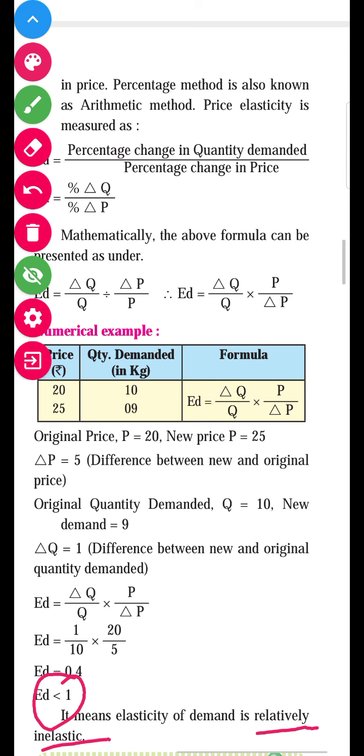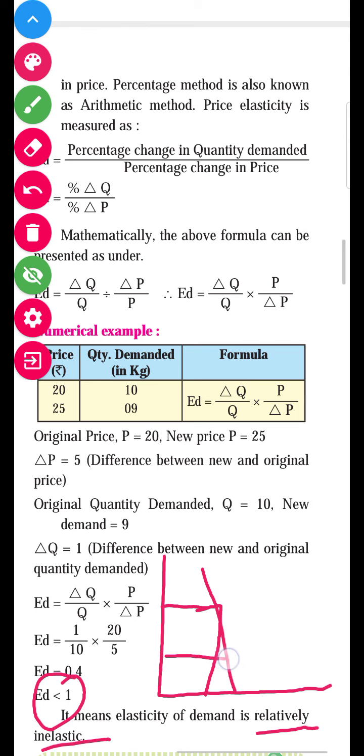So what is the slope of demand curve? The slope of demand is steeper. Yes, it means a very large change in price brings small change in demand. It is called as relatively inelastic demand, where the value comes less than 1.